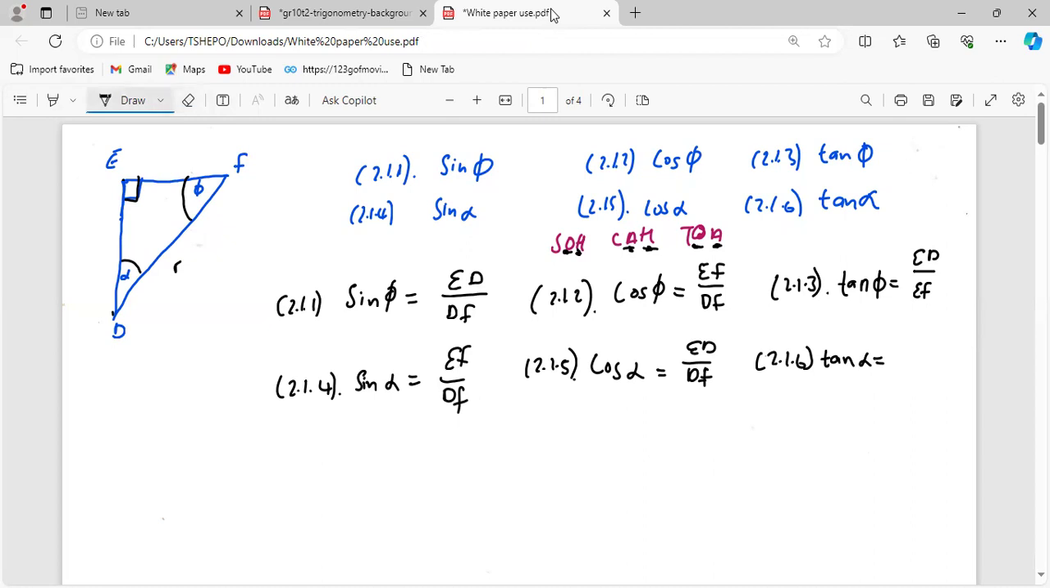So that means tan alpha is going to be opposite, which is EF, and then the adjacent is going to be ED. So here you're going to have EF over ED. And that's it. That's how we solve these questions over here.